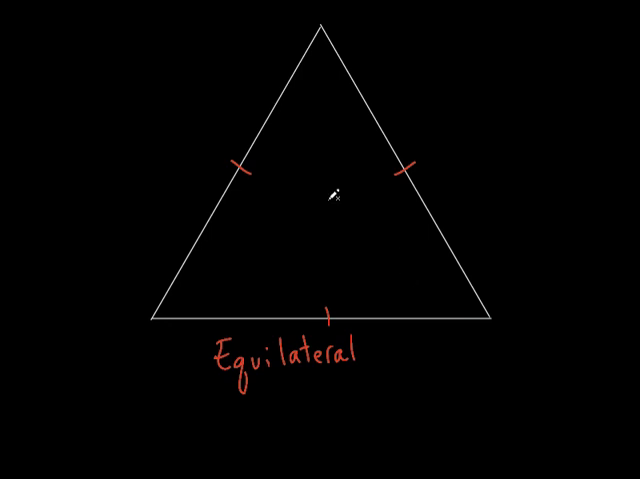So now, what are we classifying these triangles by? What now? We're classifying the triangles by their what? By their sides, okay? The other ones were by their angles. These are by the sides. Everybody got that? So equilateral. Lateral means sides. Let's do another type of triangle.